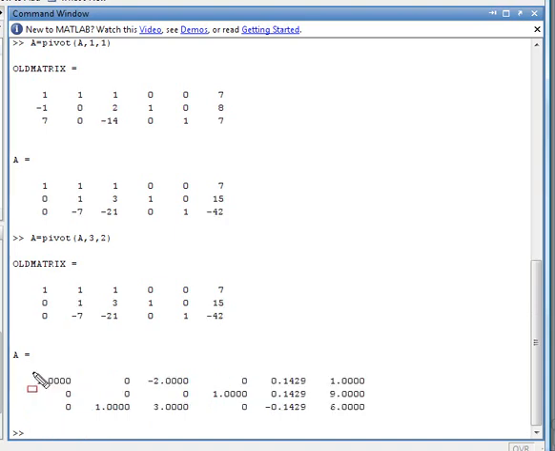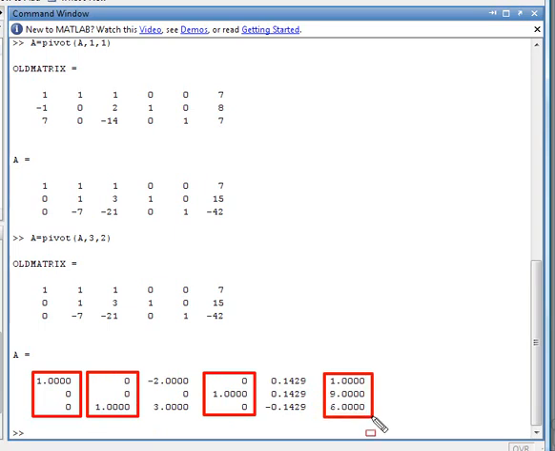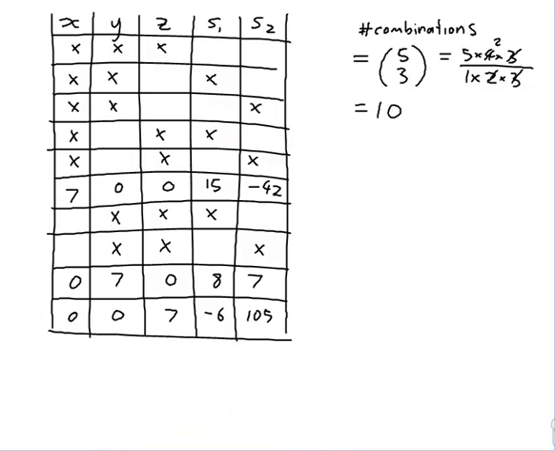Okay, so here's our three identity matrix columns, and here's the answers. So we get X is 1, Y is 6, and S1 is 9, and the other two are 0.